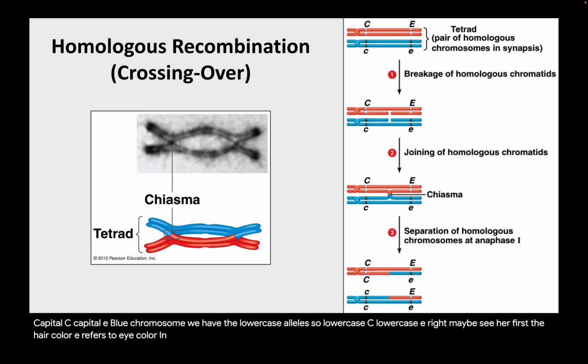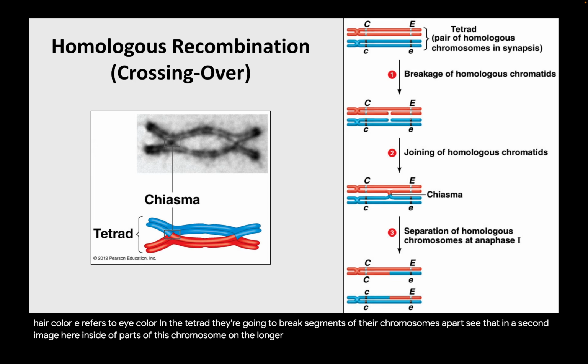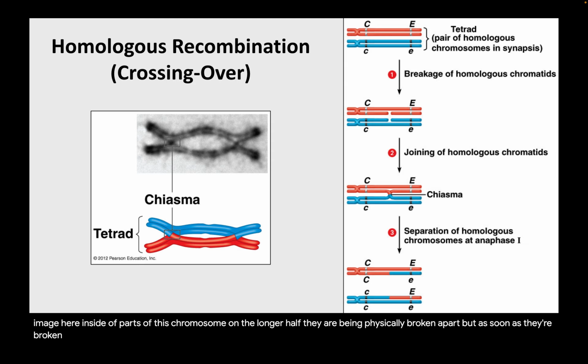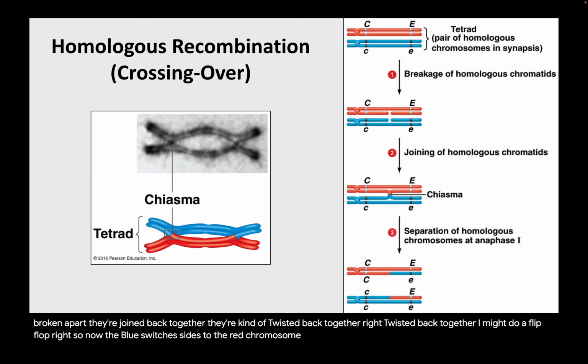When they're in the tetrad, they're going to break segments of their chromosomes apart. You can see that in the second image here. Inside parts of this chromosome, on the longer half, they are being physically broken apart. But as soon as they're broken apart, they're joined back together. They're twisted back together in what's called a chiasma. So this chiasma is being formed. They're twisted back together, and they do a flip-flop. So now the blue switches sides to the red chromosome. The red segment switches sides to the blue chromosome.